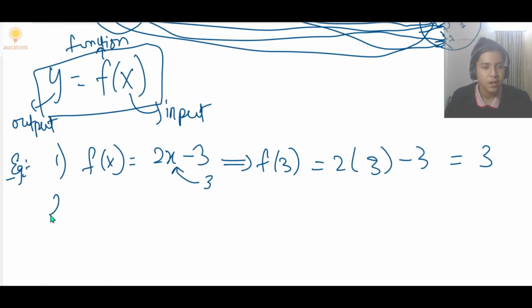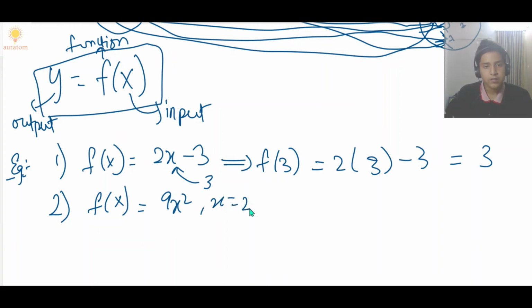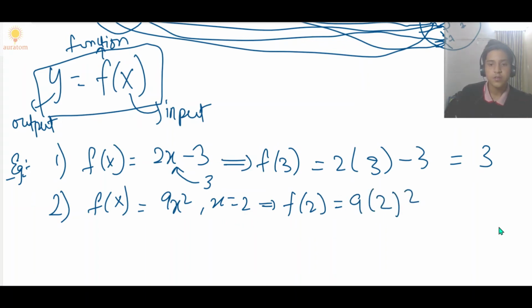Now let's go through another example. Let's say a function is f of x equals 9x squared, and let's calculate the value of this function for x equals 2. Then we are going to write f of 2 equals 9 into 2 squared, right? Since x equals 2, it's just going to be 9 into 4, which is 36, right?